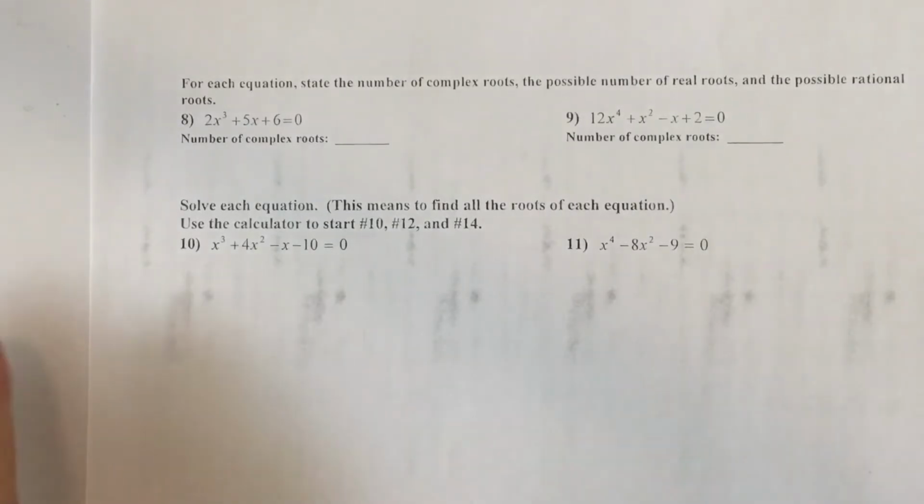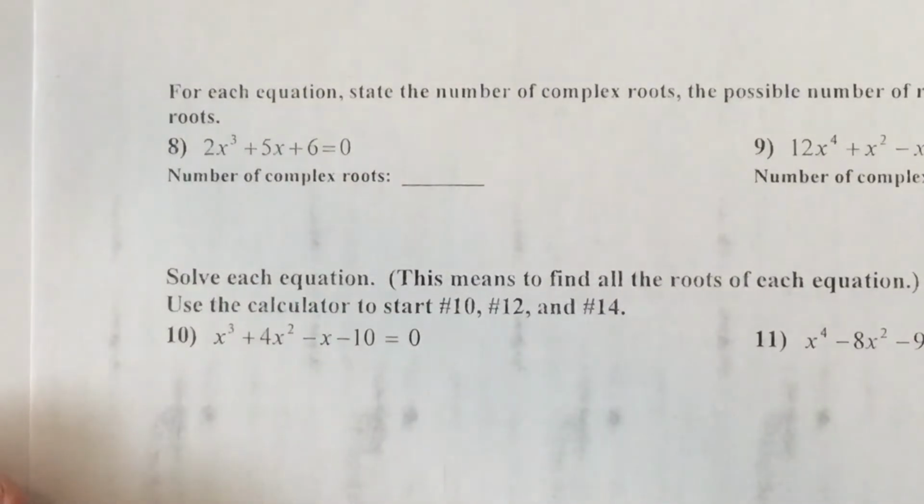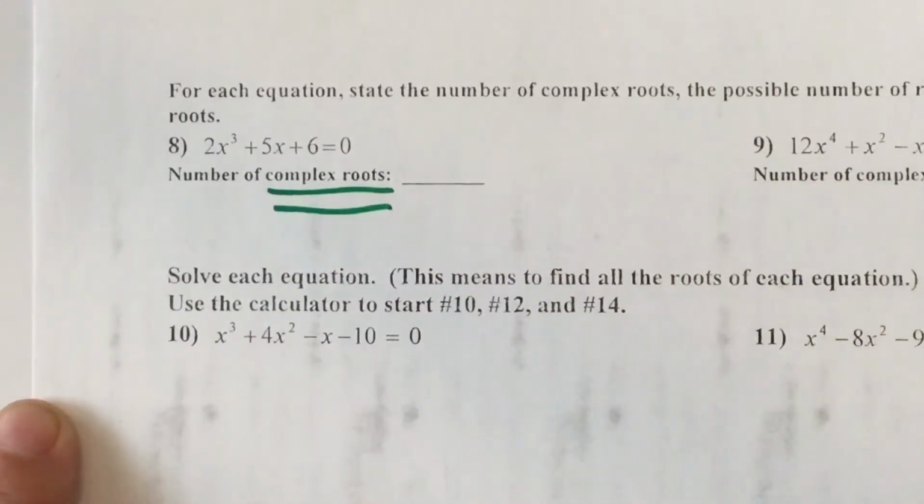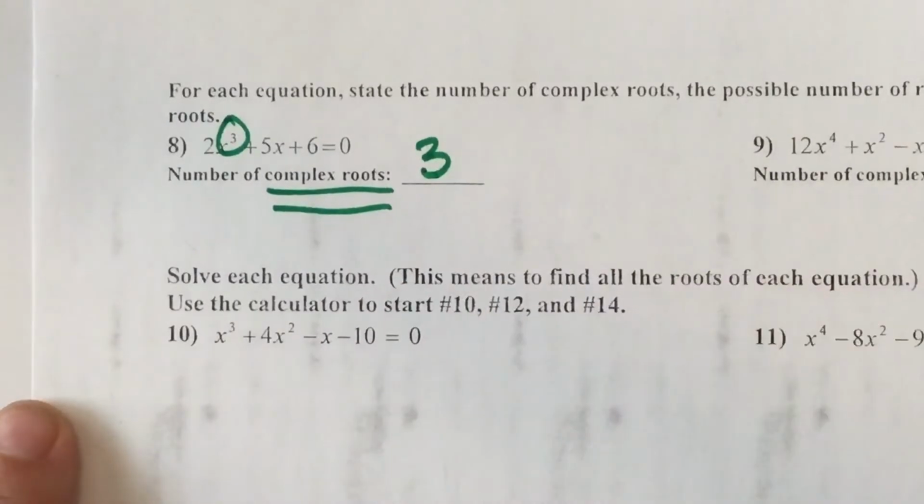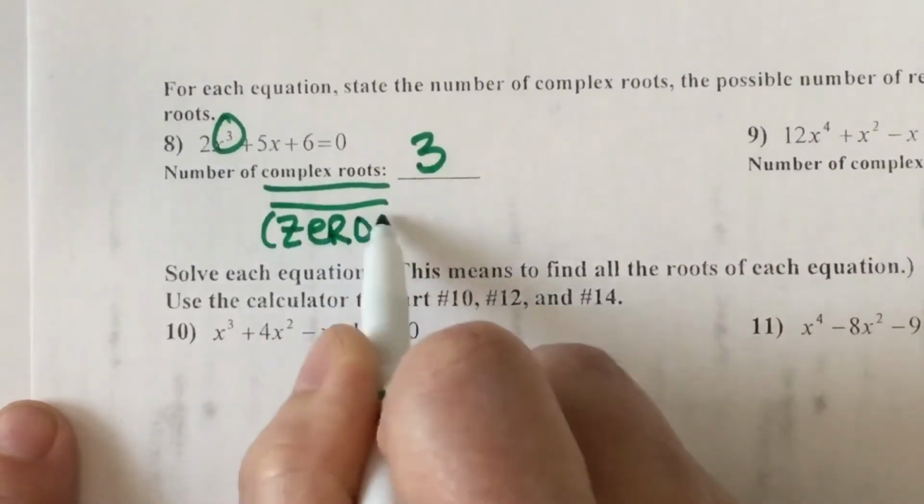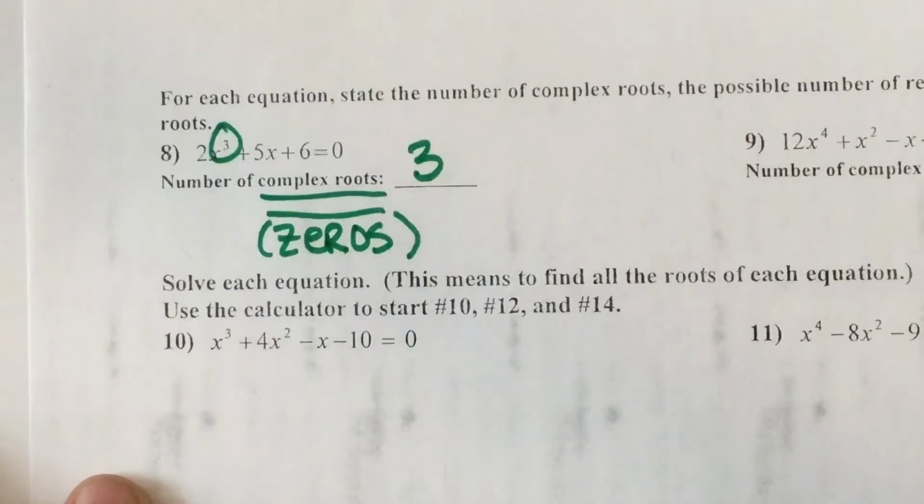All right, so number 8. Can you tell me how many complex roots there are? How many complex roots? 3. Whatever the highest exponent is, that's how many complex roots. Or that's how many zeros there are. That's how many answers there are. That's what it means when it says complex roots. So it's just whatever the highest exponent is.